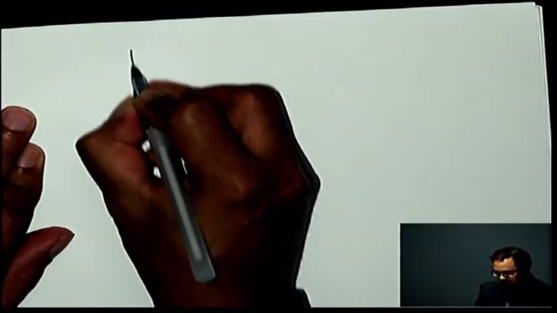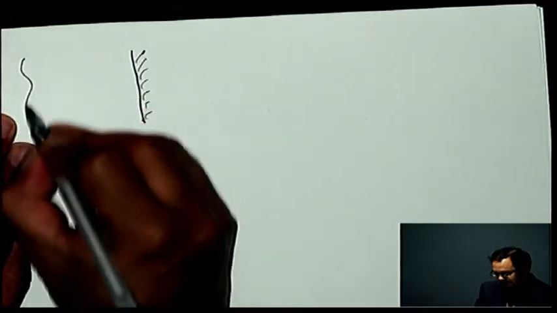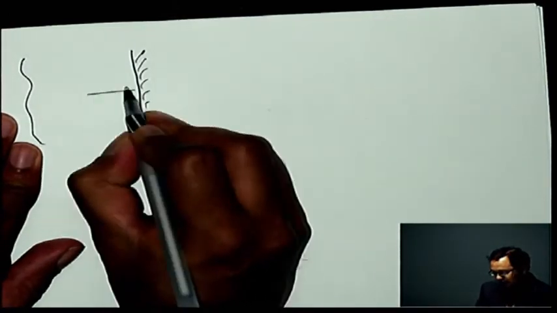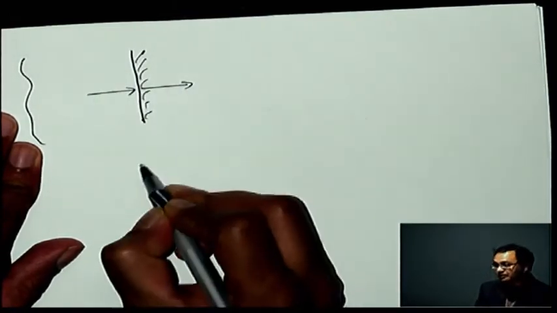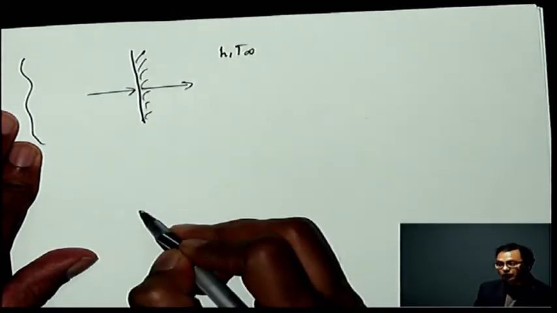So, for example, in heat transfer, we often say, okay, we have a wall, and let's say this is a slab. We have conduction heat coming in here, convective heat going out there, so this has h, T infinity, a convective boundary condition outside.